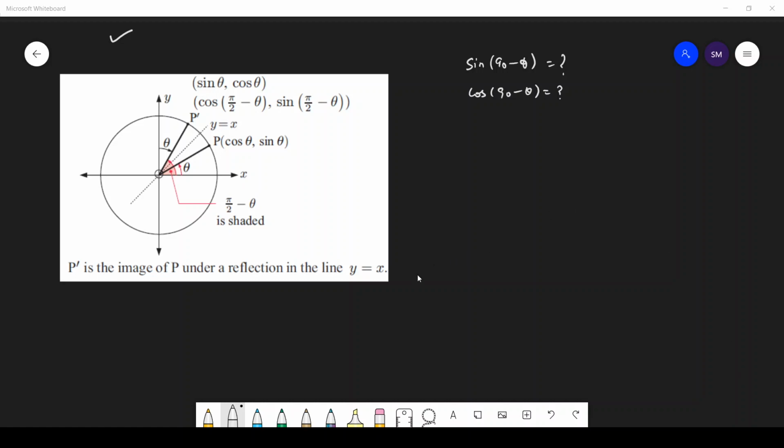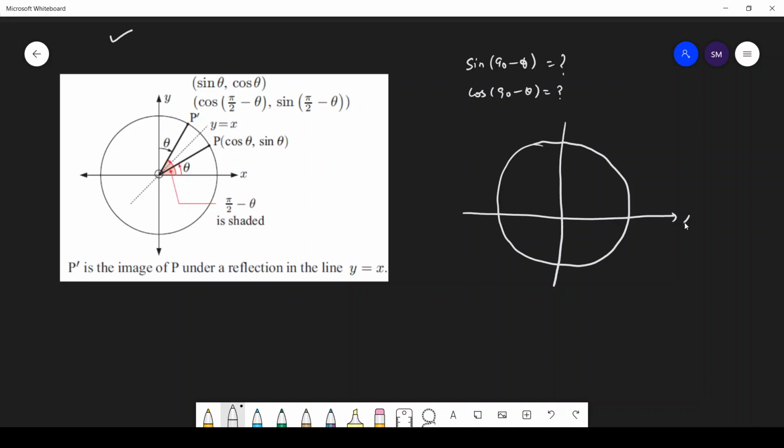So students, to find sine 90 minus theta, cos 90 minus theta, you know that this is a unit circle and these are the x-axis and y-axis. So unit circle means the radius is 1. So this radius is 1 unit.